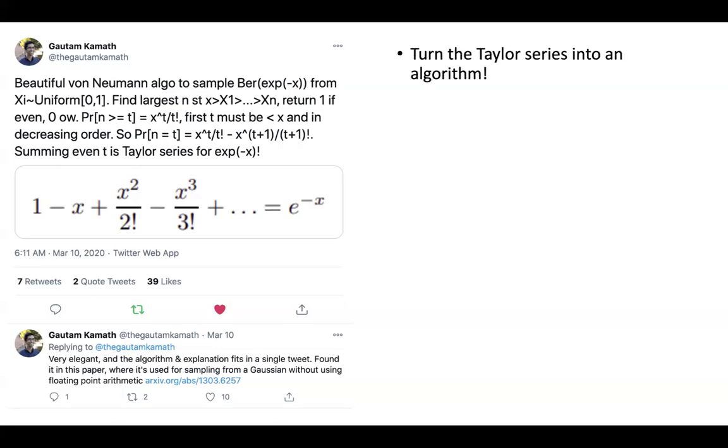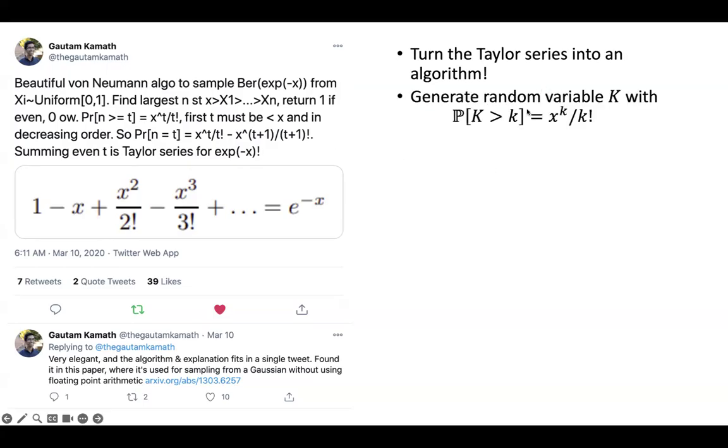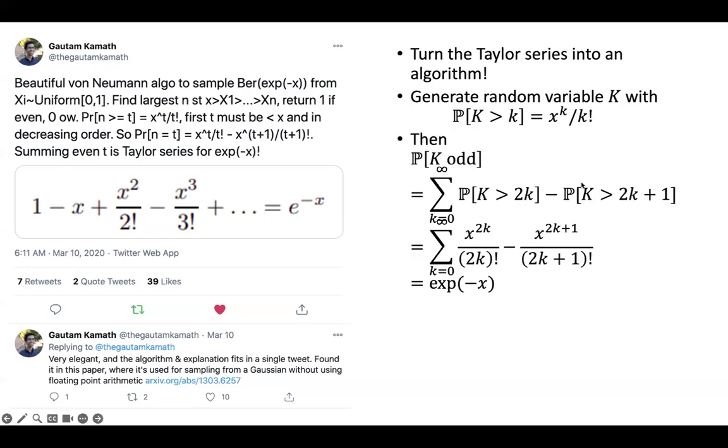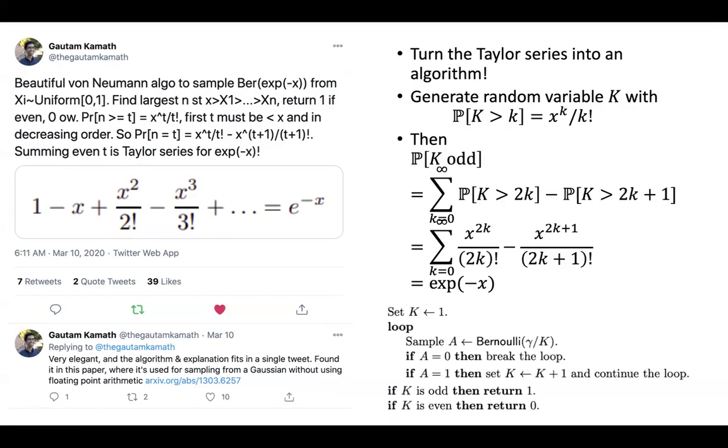So let me explain roughly how this works. The high-level idea is we're going to take the Taylor series for e to the minus x and turn it into an algorithm. So we're sampling a random variable k such that the probability k exceeds little k is x to the k over k factorial. Now the probability that this variable k is odd, do a simple bit of math, and you get precisely e to the minus x. So that is our algorithm.